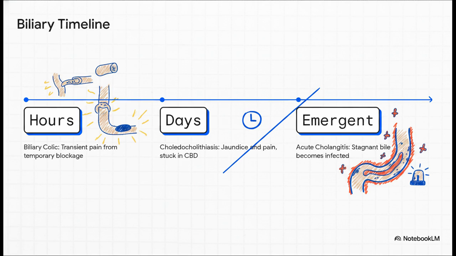That can actually last for days, causing jaundice and pain, but usually without systemic toxicity. But here comes the tipping point. When that stagnant column of bile becomes infected, that is acute ascending cholangitis. And let me be clear, that is a massive emergent medical crisis.